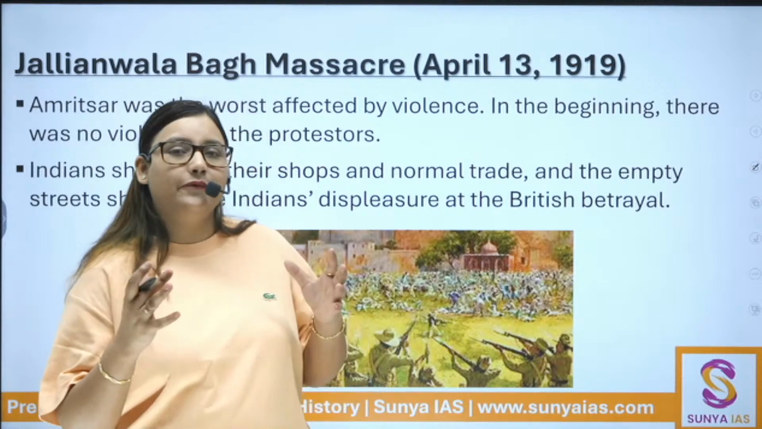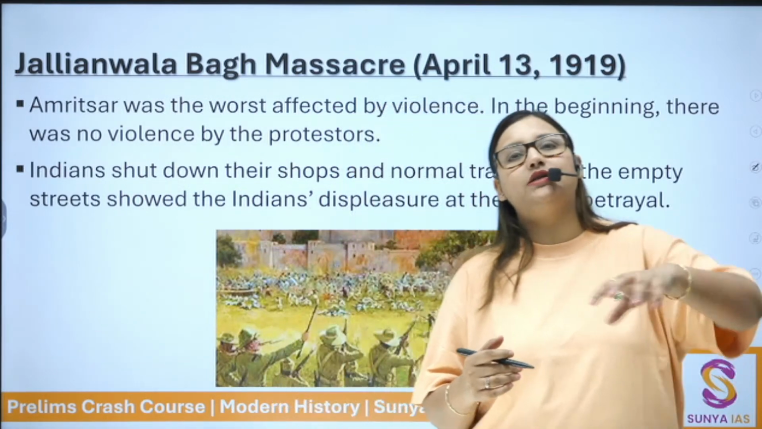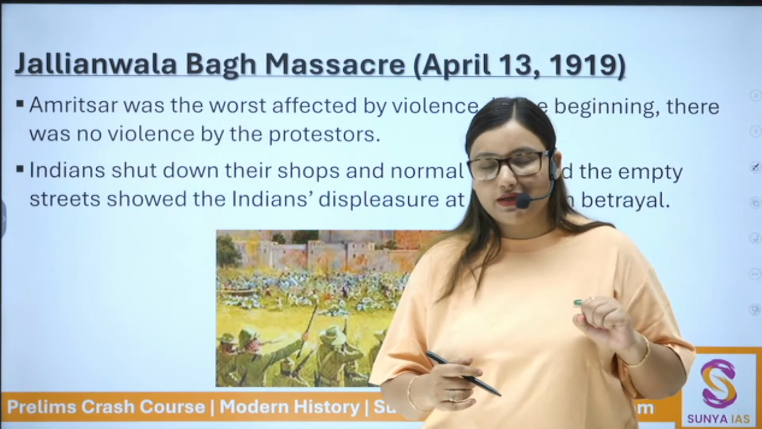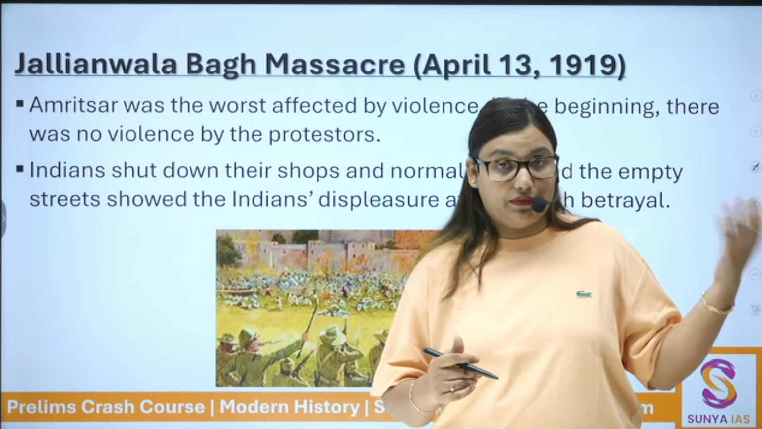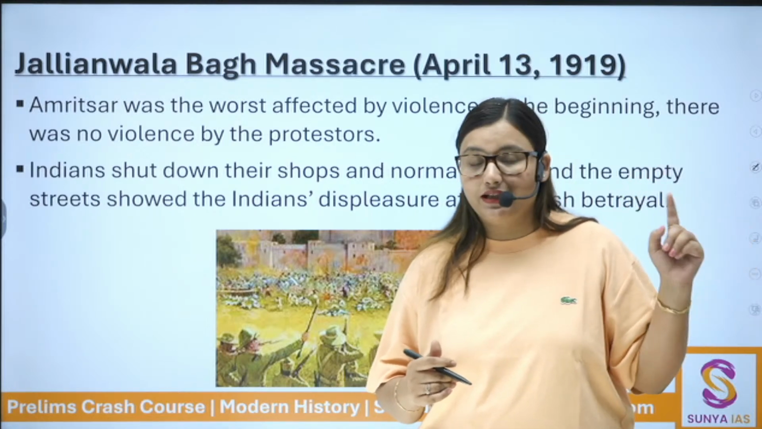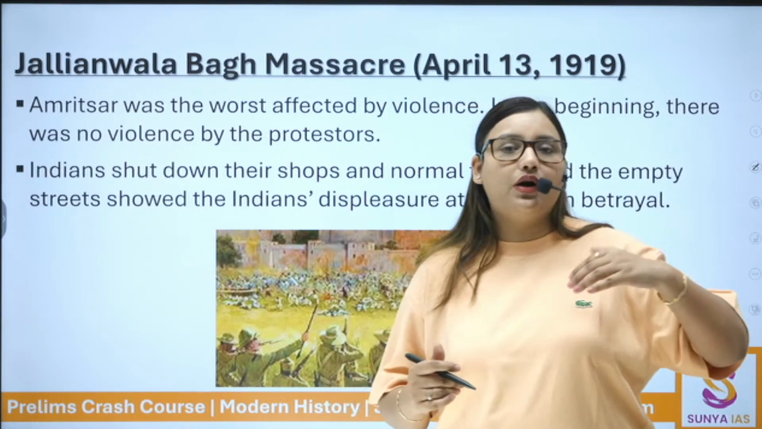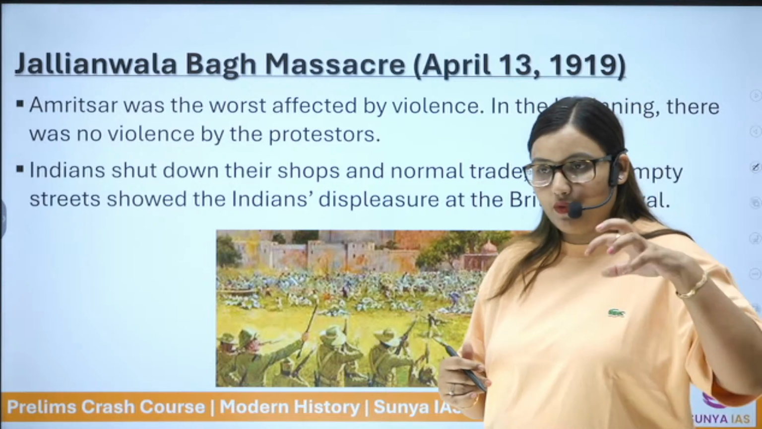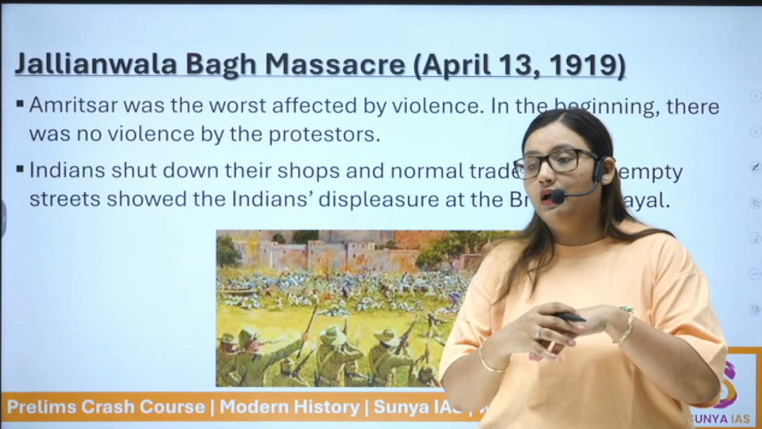But many of the protesters also joined and got mixed with them in the Bagh. Basically, protesters who protested against the arrest of their two local leaders, Satyapal and Saifuddin Kichlu, just got mixed with the general crowd. So protester crowds and the general crowd got mixed in the Jallianwala Bagh.